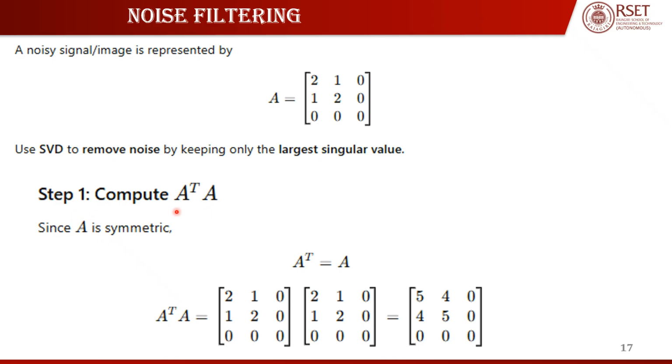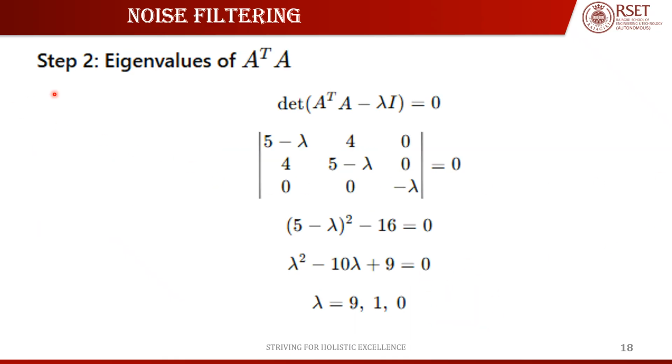First we'll compute the value of A transpose A, which is given by the matrix. You can just multiply to get 5 4 0, 4 5 0 and 0 0 0. This will be our A transpose A, and you'll be finding the eigenvalues of A transpose A. To get that, we'll do determinant of A transpose A minus lambda I is equal to 0.